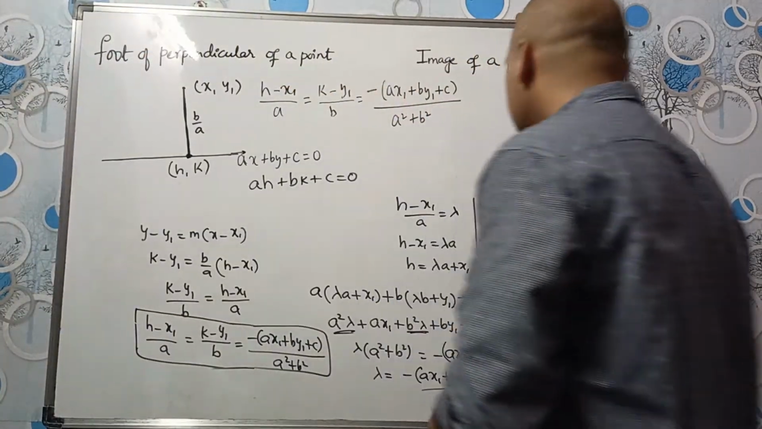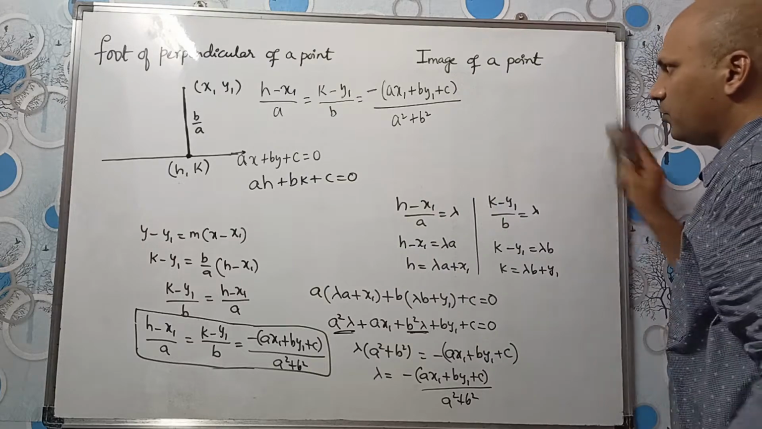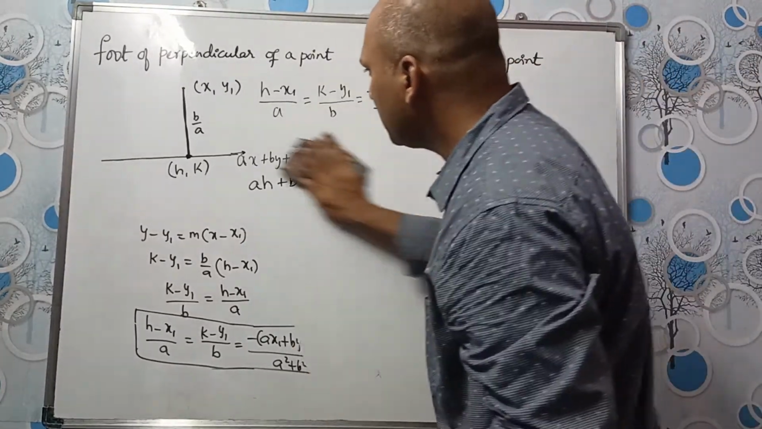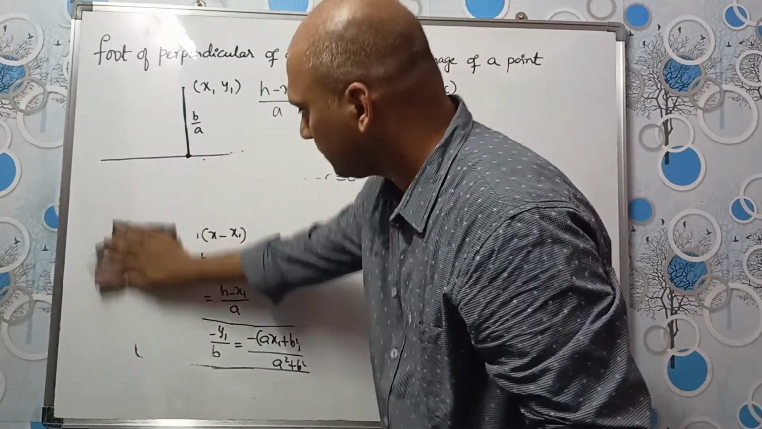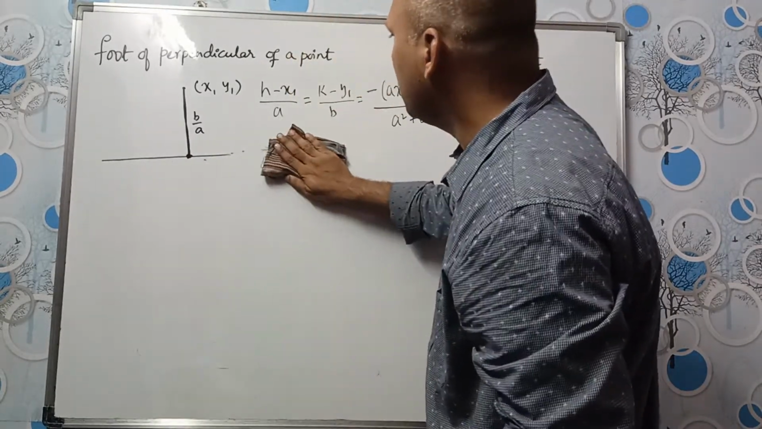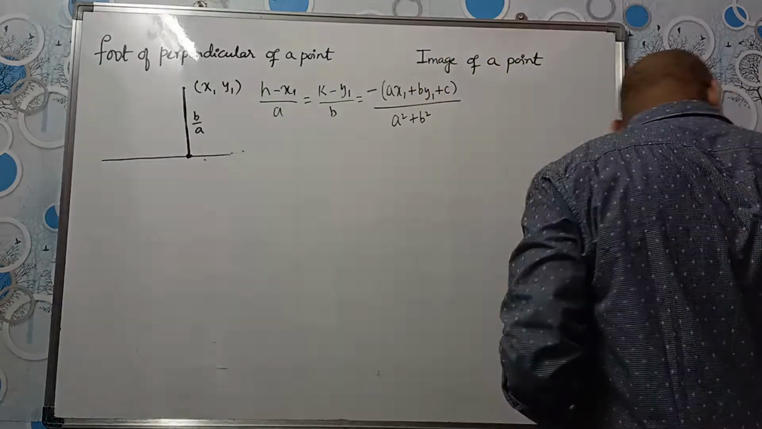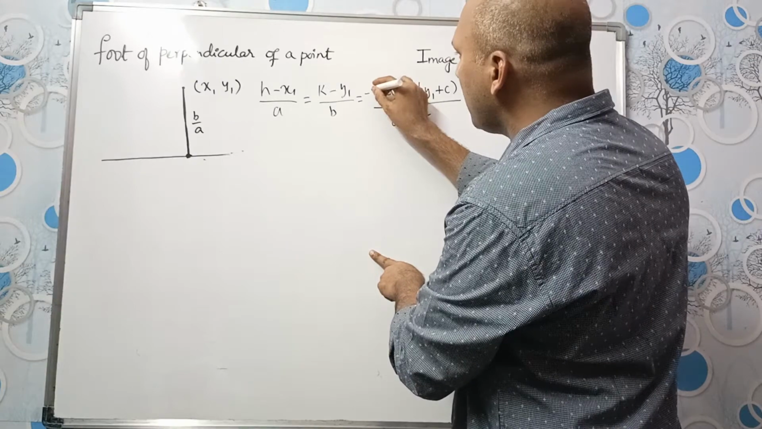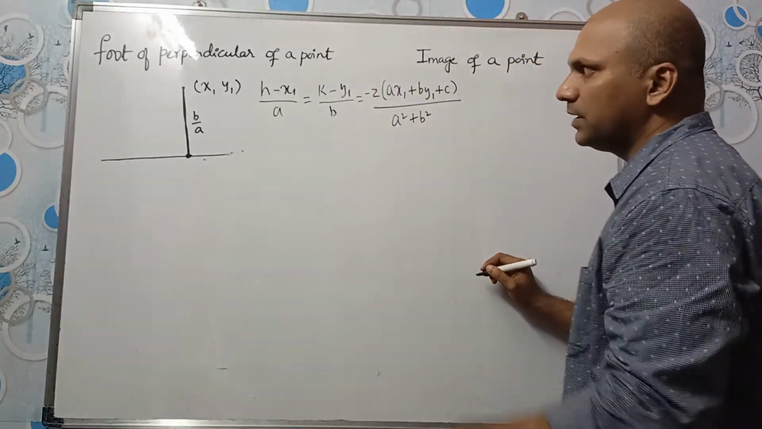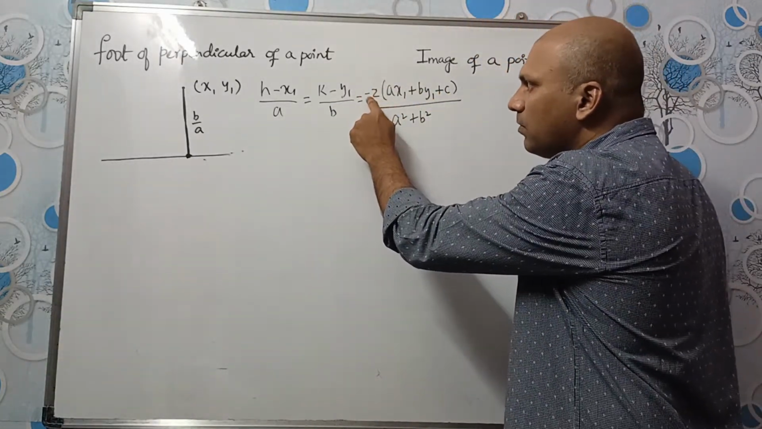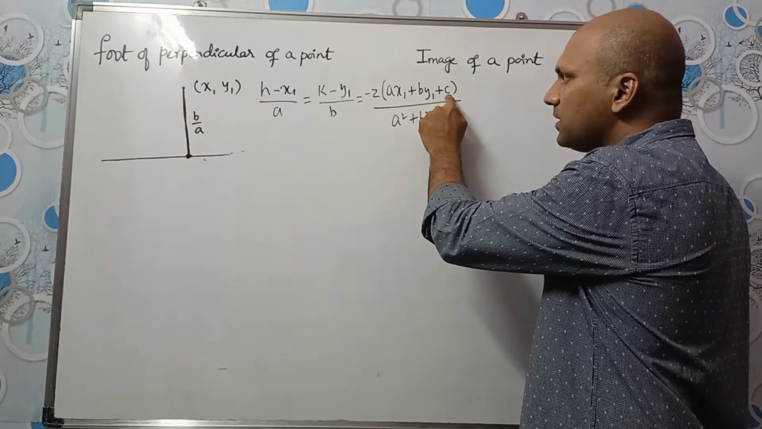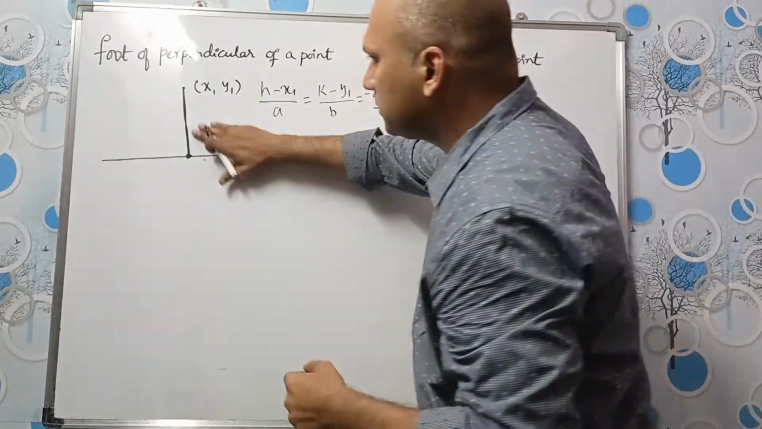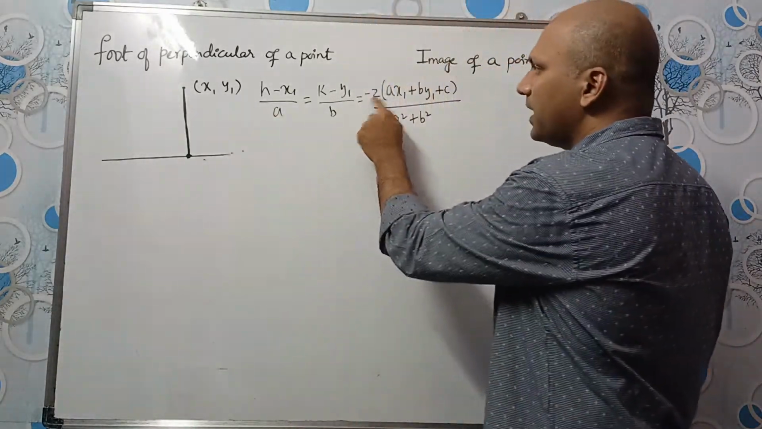Now let us derive the formula to find the image of a point. The image of a point and the foot of the perpendicular formulas will look alike, but there is a slight difference. In the foot of the perpendicular, it is minus ax1 plus by1 plus c divided by a square plus b square. In the image formula, minus 2 will be given.